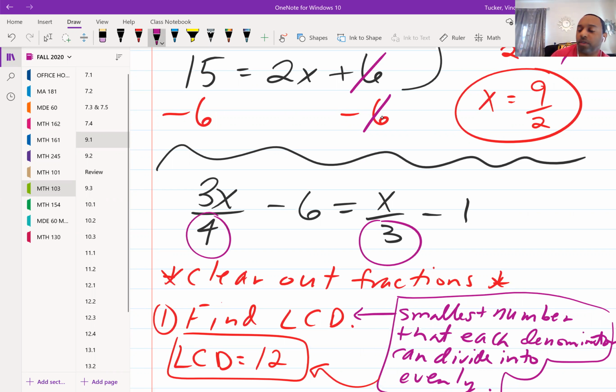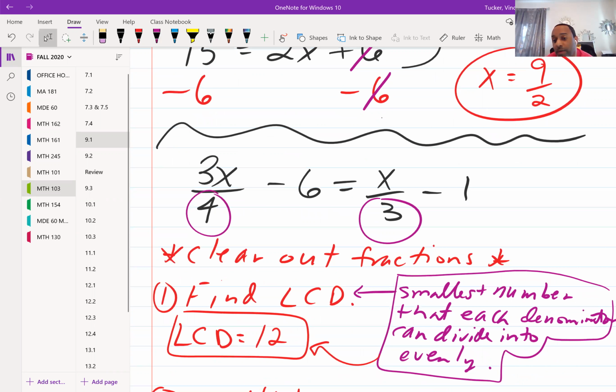And talking about the least common denominator of 4 and 3. So that's the smallest number that each denominator can divide into evenly. So when you're talking about your LCD, that's going to be the smallest number that each denominator can divide into evenly. In this case, it's going to be 12. 4 and 3 can divide into 12 evenly. That's the smallest number they can divide into evenly.